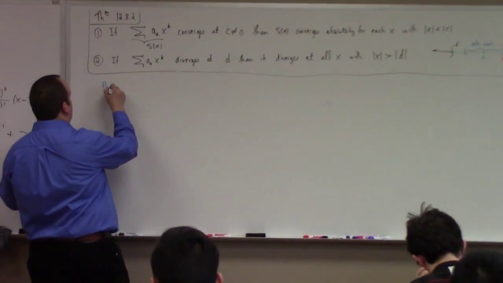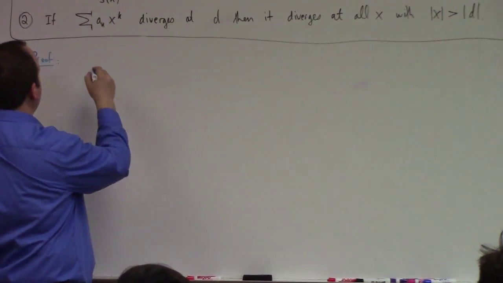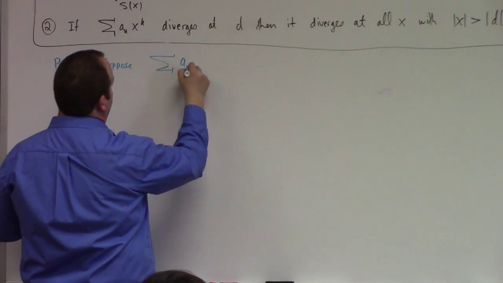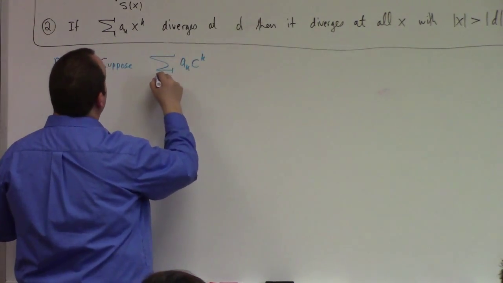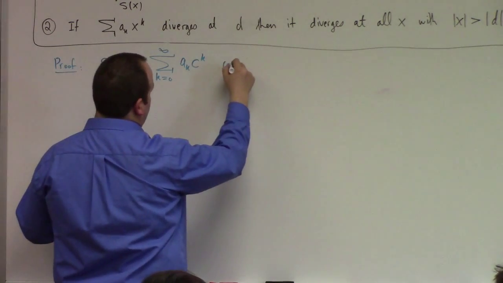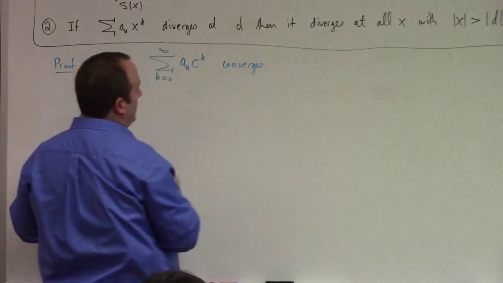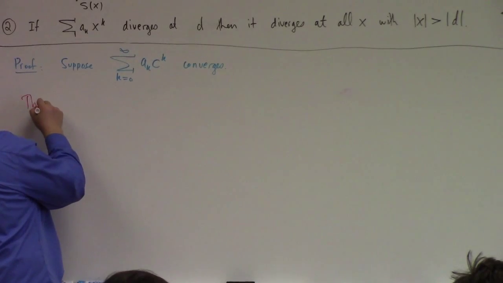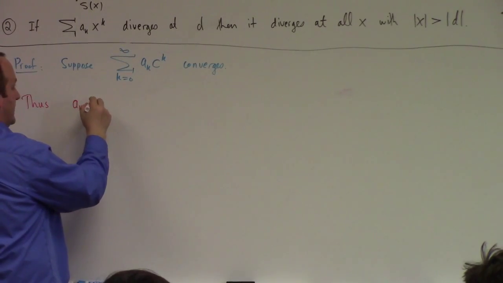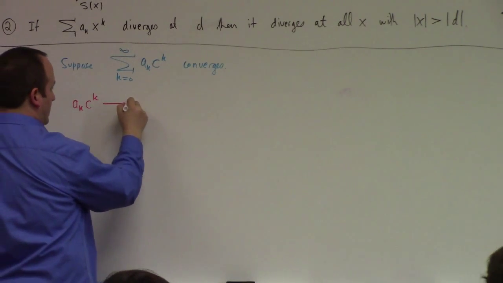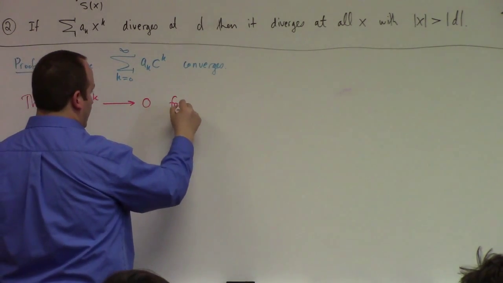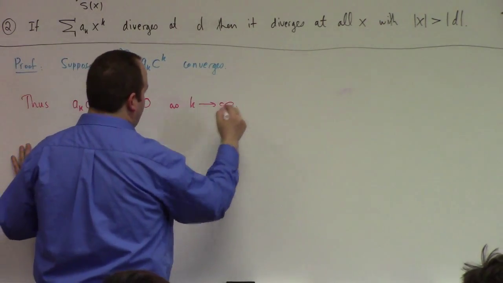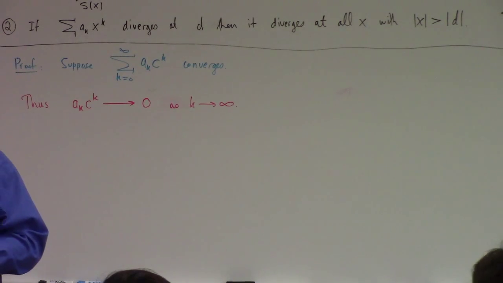Suppose that the sum of a sub k c to the k, k equals 0 to infinity, converges, right? What does that tell us? Well, by the kth term test, we have that a sub k c to the k goes to 0 as k goes to infinity, right? Of course, what else? What other kind of limits are we talking about? As k goes to 5? No, duh.